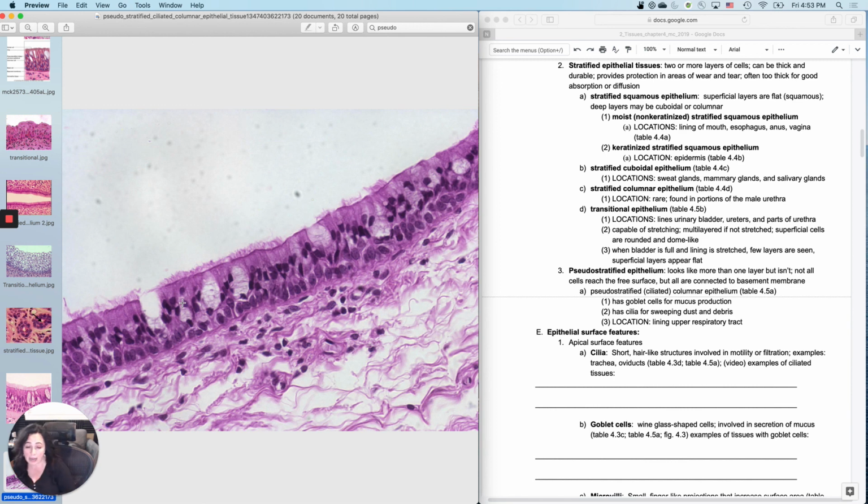So that's a little practice for you guys, and you can go over it and look at it again. And in the last epithelial video, I will show you the surface features and how to tell cilia and microvilli from one another.